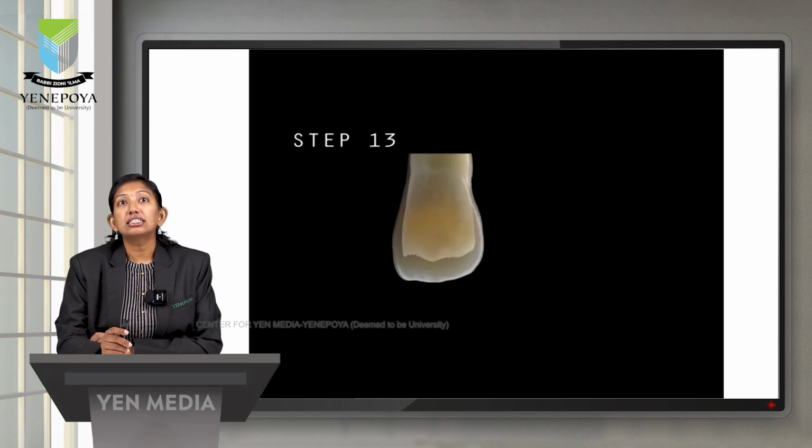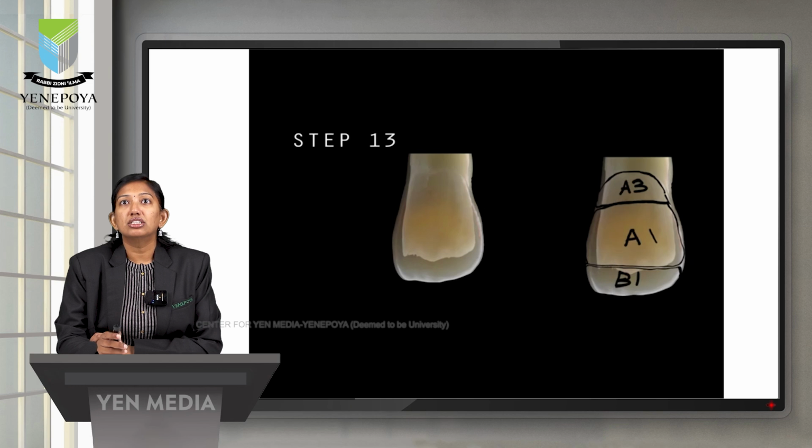Step 13, understand that the tooth is polychromatic. So there's going to be different shades. As I showed earlier, you have to select a shade from the cervical, a middle and an incisal 1/3. So this is how you're going to make a shade selection. Each shade is going to be different. Once you do this, your polychromatic shade selection is done.